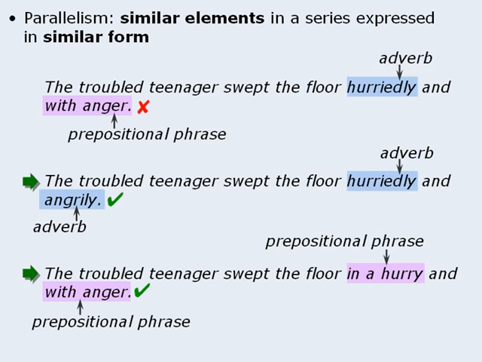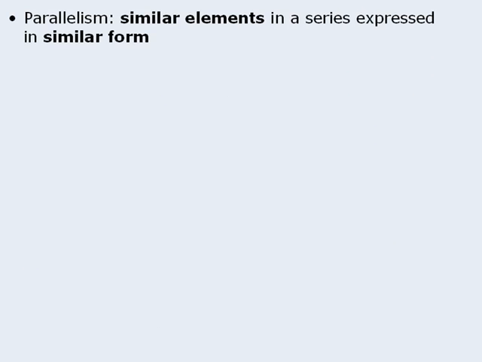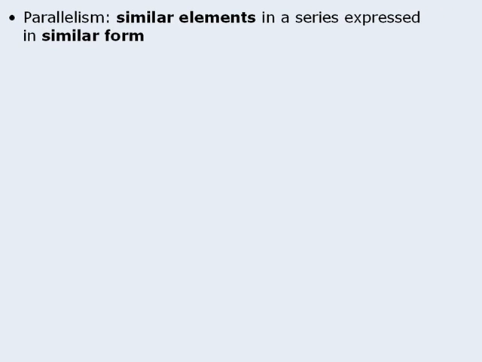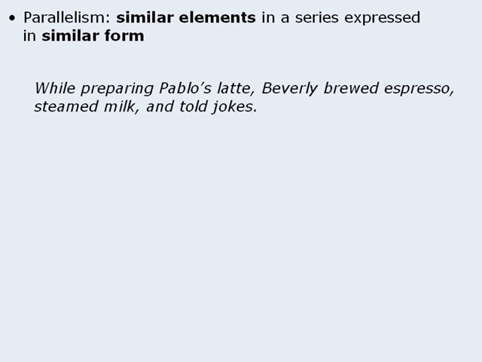Now, it's important to mention that when students begin working with parallelism questions, they often make the mistake of focusing solely on the endings of words. Consider this example. While preparing Pablo's latte, Beverly brewed espresso, steamed milk, and told jokes. Here, Beverly performed three actions while preparing the latte. She brewed, she steamed, and she told.